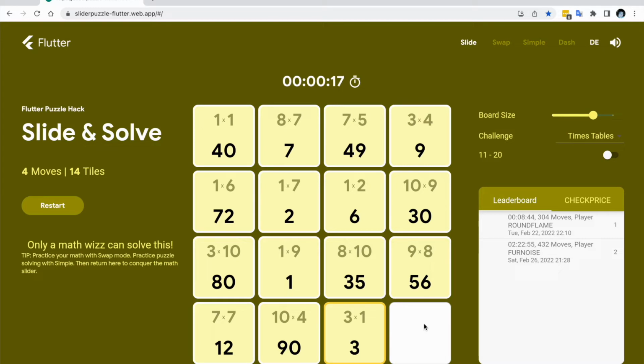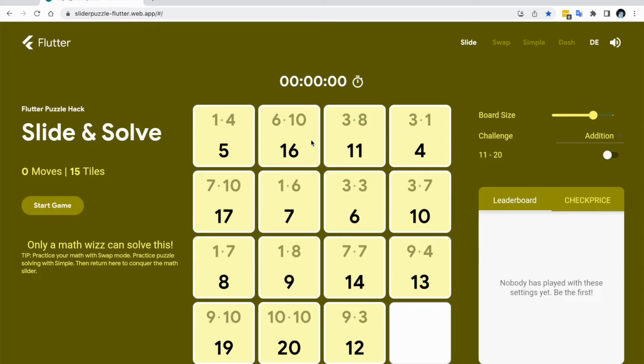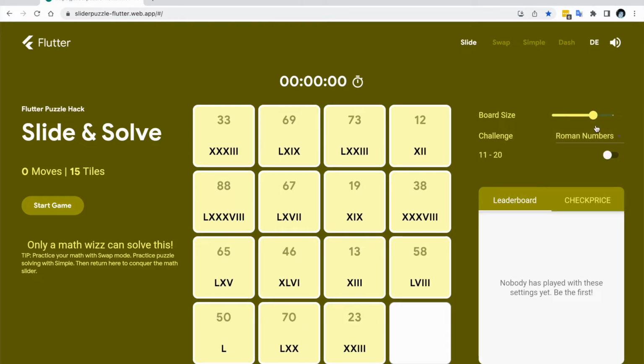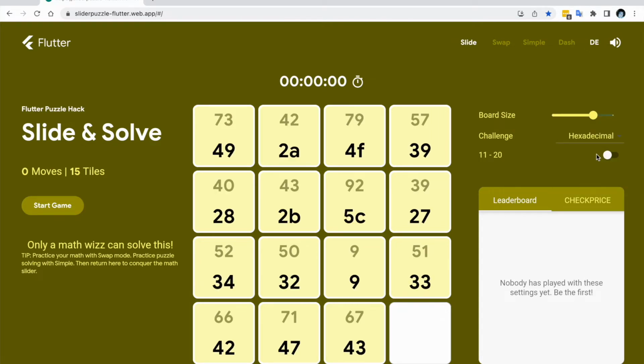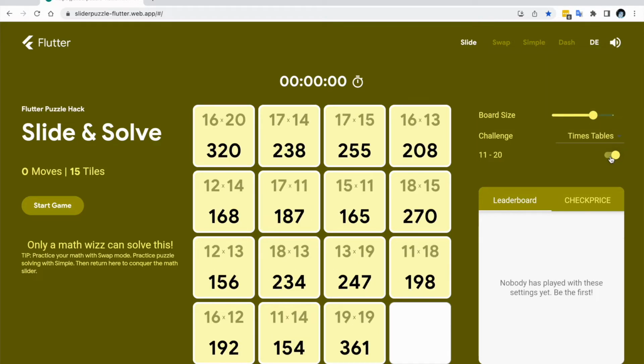Players can choose between a bunch of different settings. The default one is timetables, but we also have addition for smaller kids. The typical problem would be 6 plus 10. We have Roman numbers. We have hexadecimal numbers. Personally, I find this one very hard. And then finally, we have binary numbers. We can even switch to larger numbers. This Germans would call this das große Einmaleins.